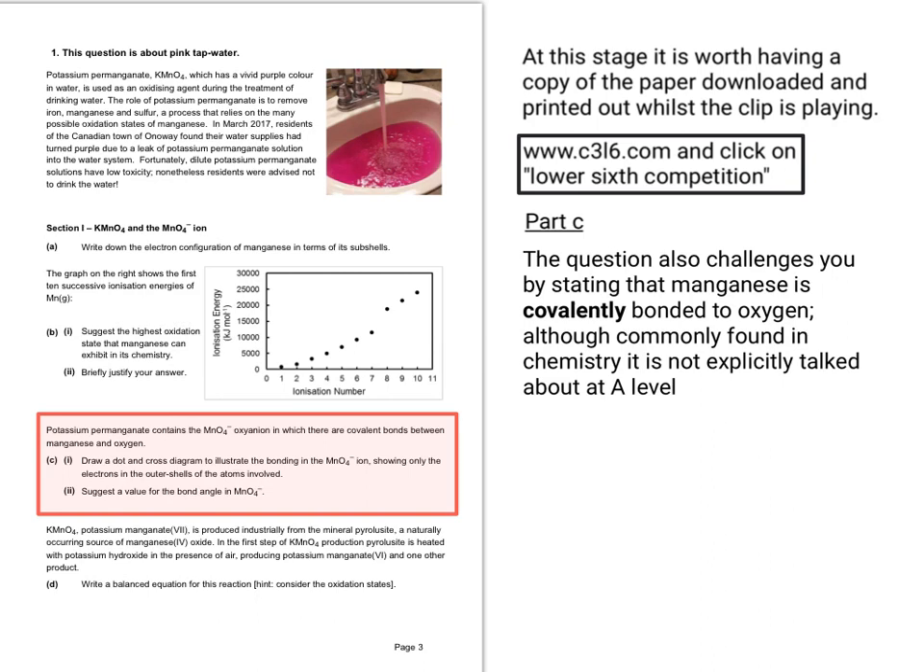So if we look at the rest of the first sentence, it also says that manganese is covalently bonded to oxygen. This may challenge assumptions that you may have from GCSE. It's not uncommon to see this, but it's not talked about in the specification at A-level in any great detail. So the first part of the question asks you to draw a dot and cross diagram to illustrate the bonding in the MnO4- ion.